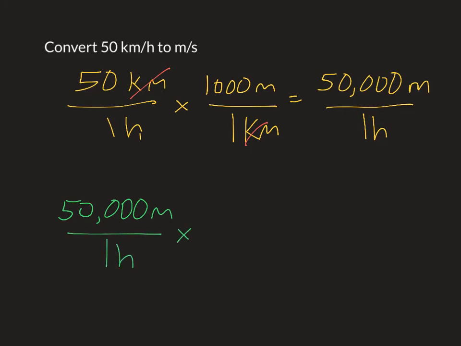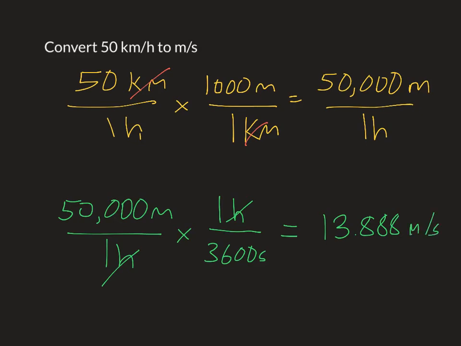And we're going to multiply by that same setup we had before. Here's our unit conversion factor, 1 hour over 3,600 seconds. Again, I have to use it this way so that my hours cancel out and I get left with meters over seconds. Mathematically, I'm just going to go 50,000 times 1, divide by 3,600. And when I put that in my calculator, I get 13.888 repeating meters per second.